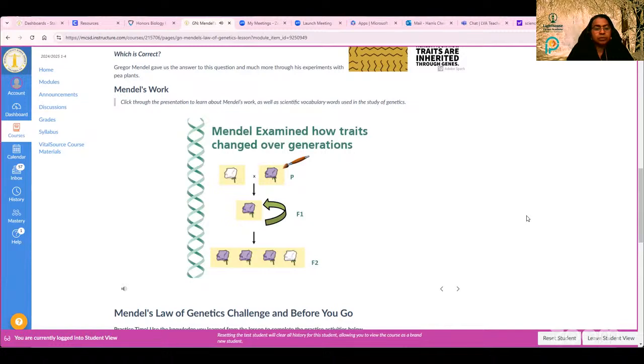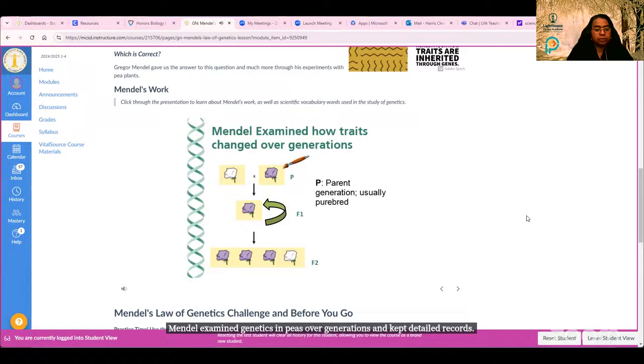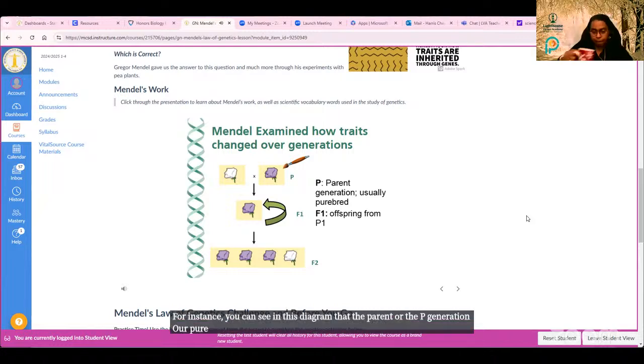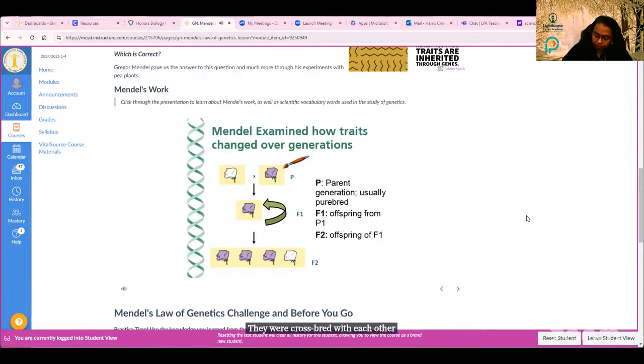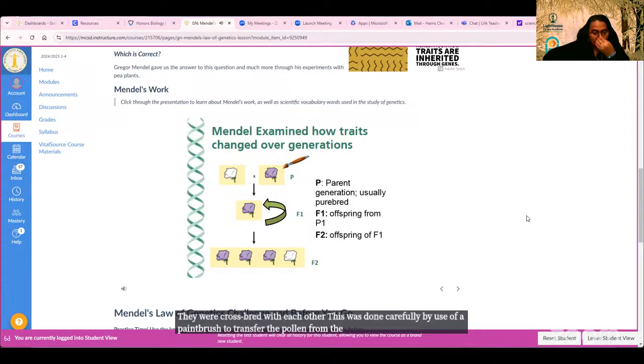Mendel examined genetics in peas over generations and kept detailed records. For instance, you can see in this diagram that the parent, or the P generation, are pure-breeding purple and white flowered plants. They were crossbred with each other. This was done carefully by use of a paintbrush to transfer the pollen from the male parts of one flower to the female parts of the other flower.